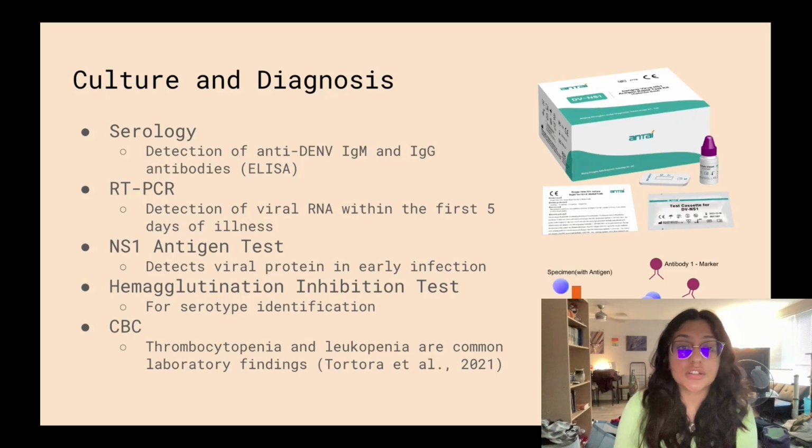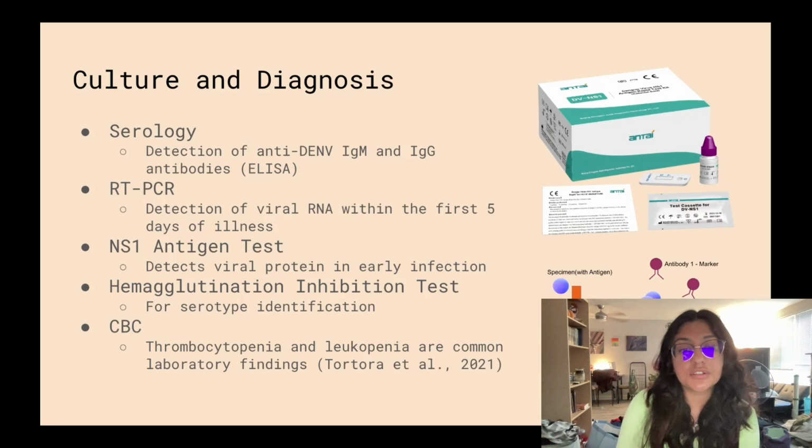And another early diagnostic tool is the NS1 antigen test, which detects the non-structural protein 1 of the dengue virus. NS1 is present in high concentrations during the acute phase, and it can be used as a rapid diagnostic test. After about 5 days post-symptom onset, serological tests become more useful. These include enzyme-linked immunosorbent assays, ELISA, that detect IgM and IgG antibodies against dengue.